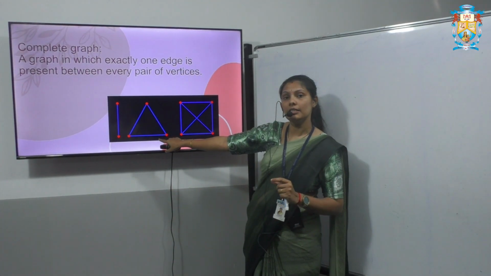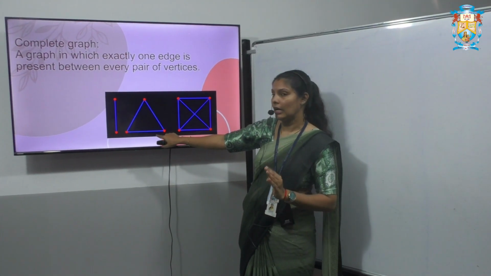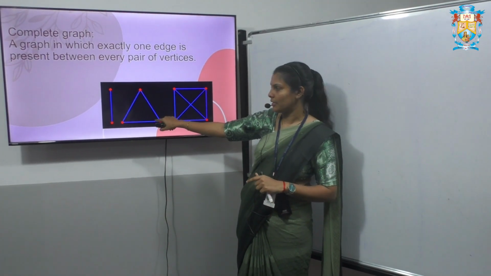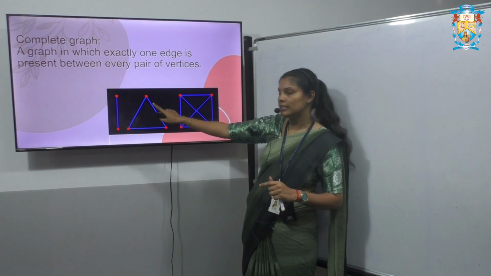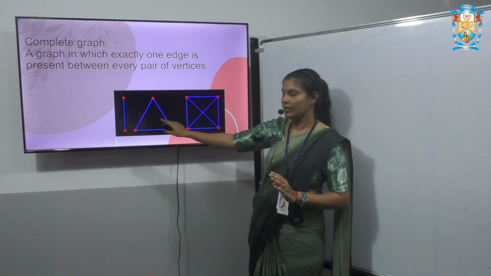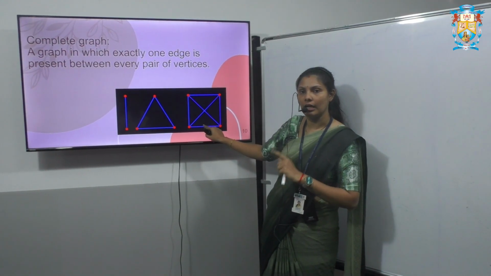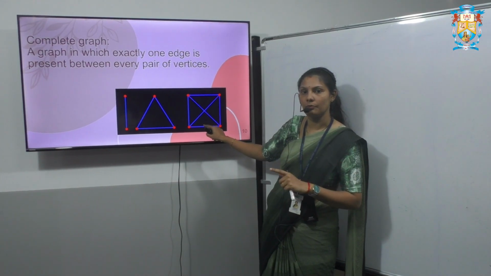The next one is a K3 complete graph, in the sense n equals 3, where three vertices are present and between each pair of vertices there is only one edge. Even in the last graph you can observe it is a K4 graph, since four vertices are present.